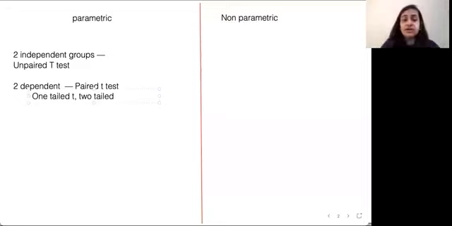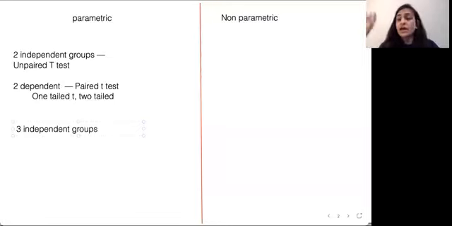Okay. Now, if I have three independent groups, let's say there are 10, 10, 10. There are 30 people and they are divided into 10, 10, 10. 10 are given exercise, 10 are given aquatic training, and the other 10 are given bike training. So they are all basically three independent groups. What do we use?